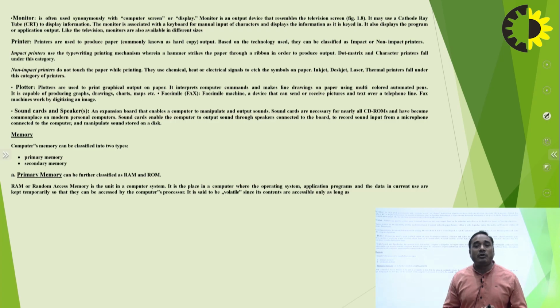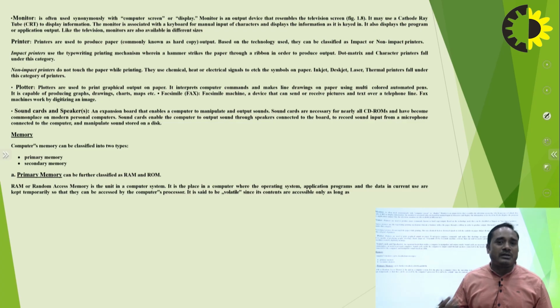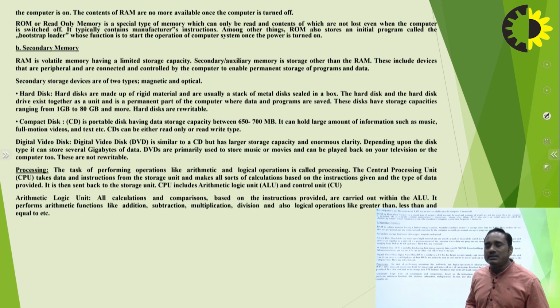Primary memory is a volatile memory. When the light is gone, you will lose the data. What about the secondary memory? Secondary memory is a type of memory where, whether the light is gone or the light is coming, there is no effect on the data, because data is permanently stored in the secondary device or secondary memory. So primary memory is also known as RAM or ROM, and secondary memory is known as the hard disk.